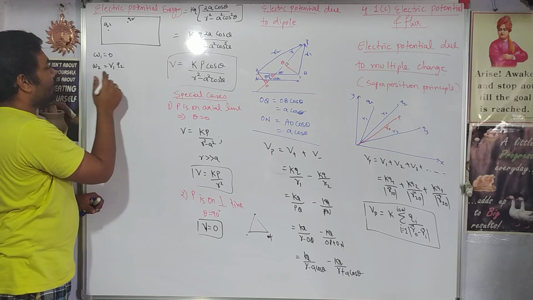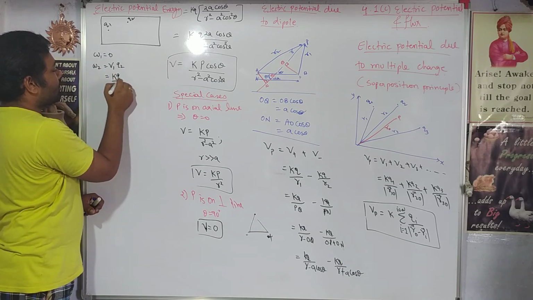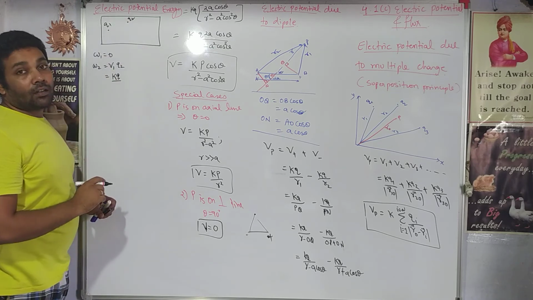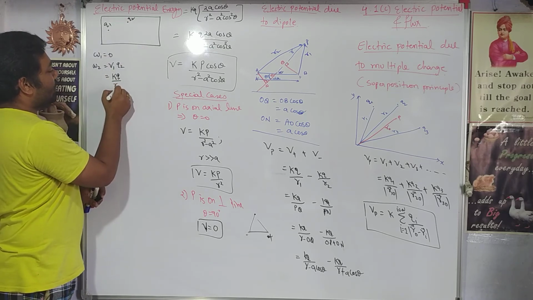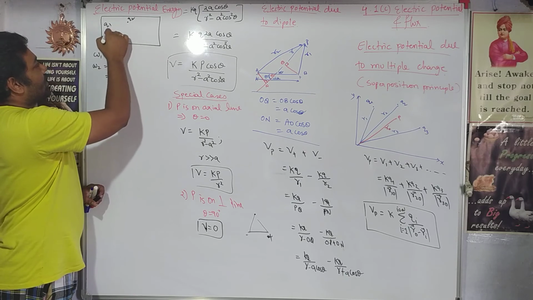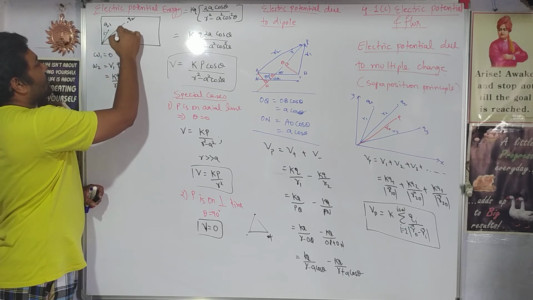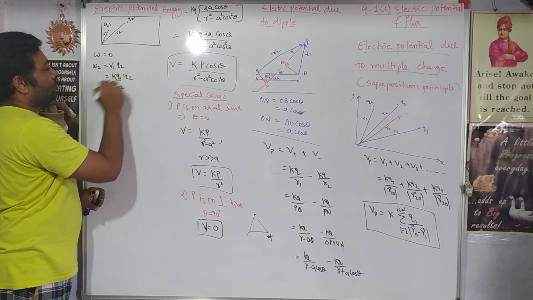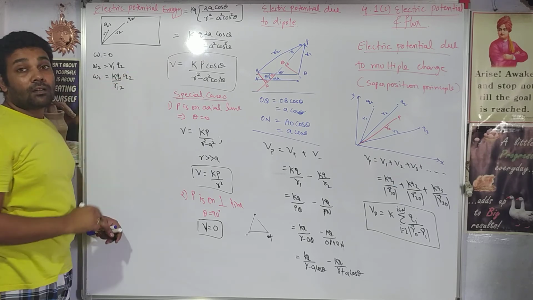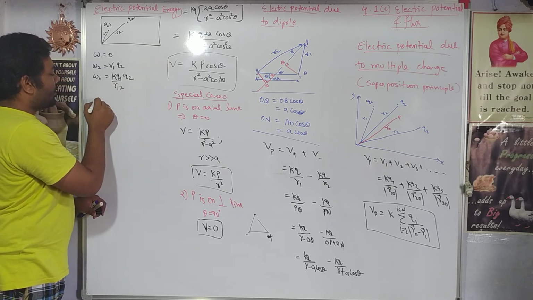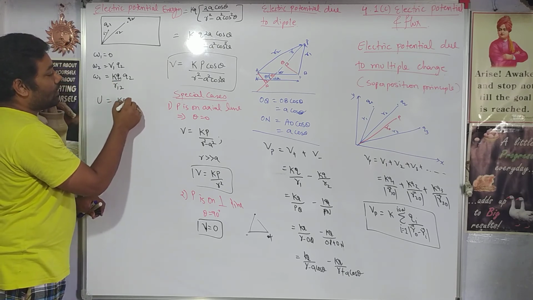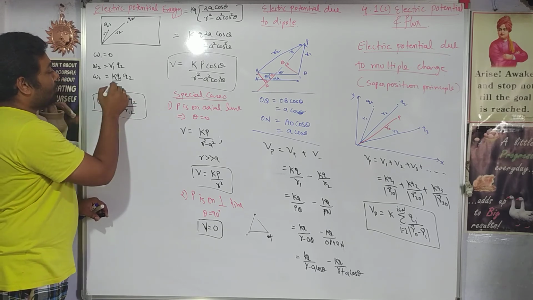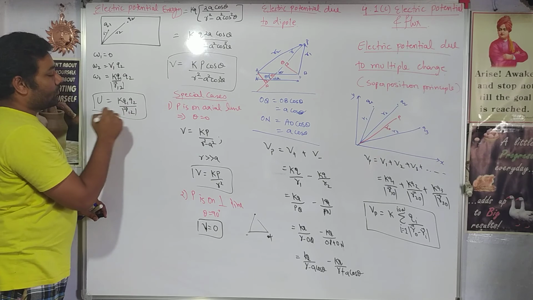So what will be the potential due to the first charge? Due to the first charge, the potential will be kq by r. So what is the position vector of this? I can write from 1 to 2: 1 has a position vector r1, 2 has a position vector r2. So k q1 by r12 times q2. This is the work done to bring the second charge. This work done appears in the form of potential energy of the two charges.